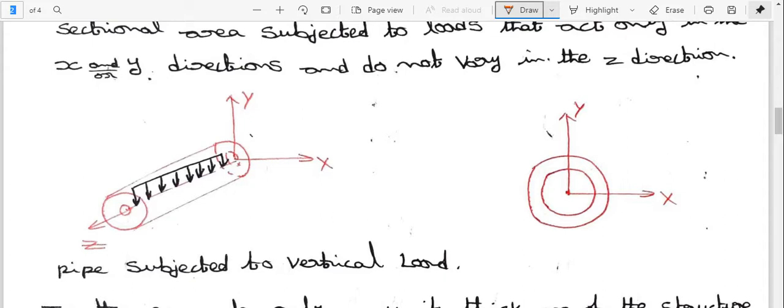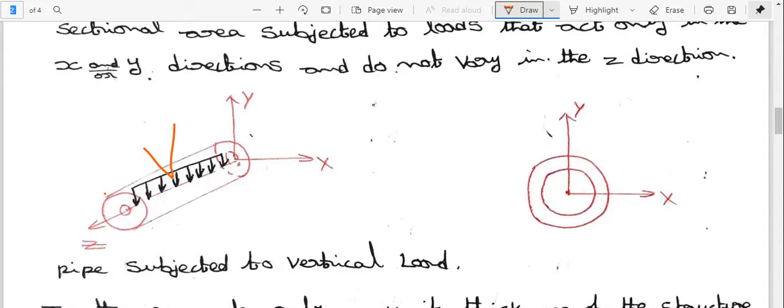The finite element models of the structures in the figure consist of approximately discretized cross sections in the xy plane, with the loads acting over unit thickness in the x and y directions only. So here in this diagram, the load is acting along the x and y directions only.